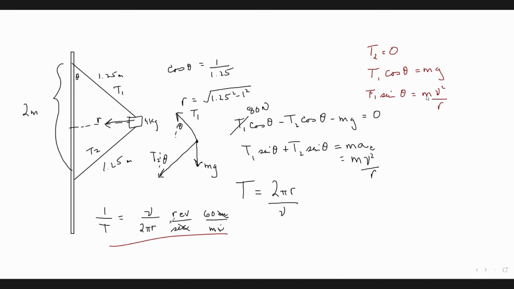Now, what happens if the revolutions per minute is less than given by this? Well, if that's the case, then the angle theta will change, and T2 won't contribute anything to the dynamics because there won't be any tension in the second string. Okay, is that good? Yes, thank you. All right. Other questions?